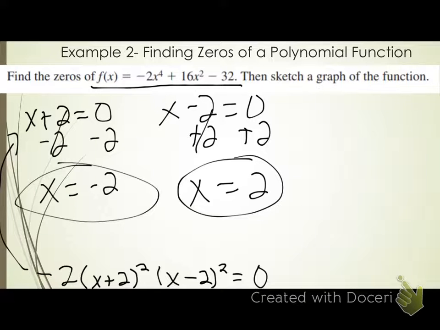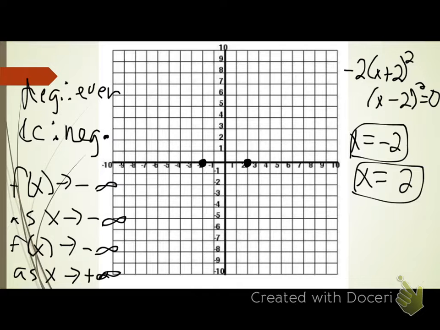Well, if I plug 0 in for this first term, what's that first term going to be? 0. If I plug 0 in for the second term, what's that going to be? 0. So what's 0 plus 0 minus 32? So my y-intercept is negative 32.